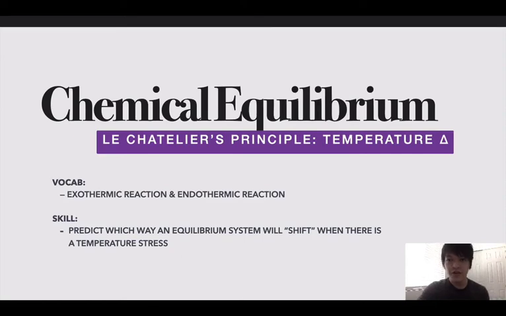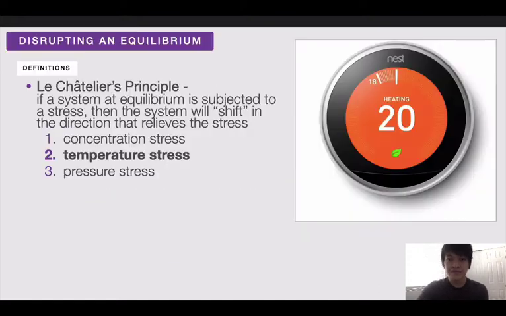Now we're going to look at another stress to an equilibrium system, temperature changes. We should be able to predict which way an equilibrium system will shift when there is a temperature stress by the end of this video. We should already know about Le Chatelier's principle. Equilibrium systems will want to shift in a direction that will reduce a stress that is put on the system.